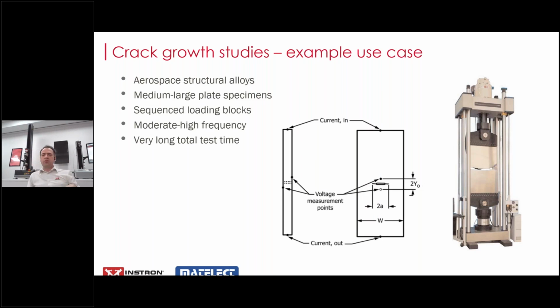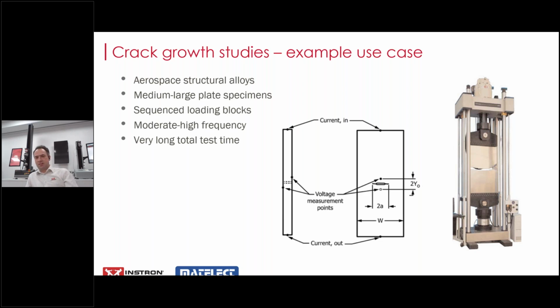Just an example use case, I mentioned aerospace and I mentioned mid-notch tension, or you may sometimes hear them called center crack tension. So this can be a small up to a very large size plate. You can see a very large machine in a small picture on the right-hand side of the slide. And the point is here that you will machine a notch in the center of your plate, and you will allow a crack to grow outwards from each side of that.